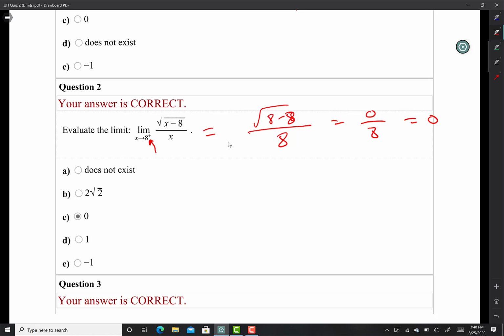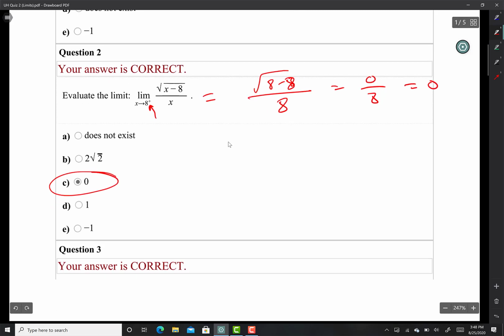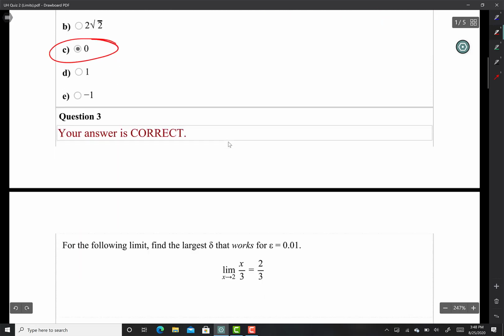So it actually starts at 8, the domain. It's x greater than or equal to 8, and it starts at (8, 0) and then goes on forever to the right. So what's my limit? 0. Sorry if I'm being extra there. I'm just letting you guys know I'm on that right there.